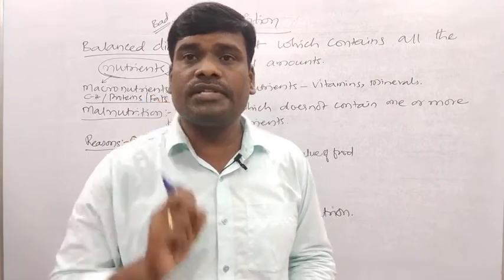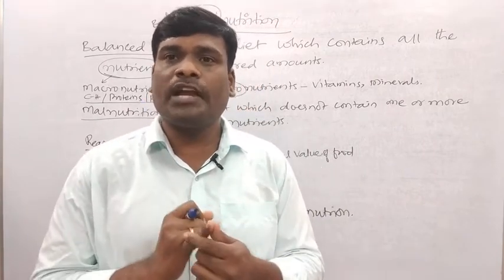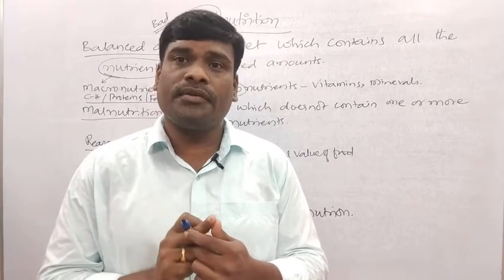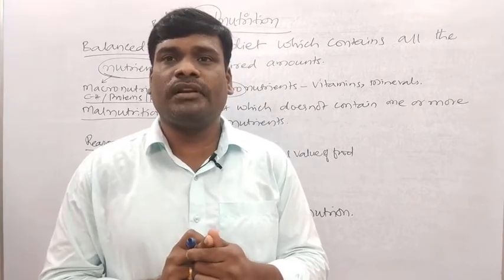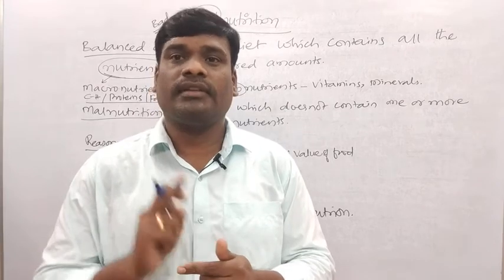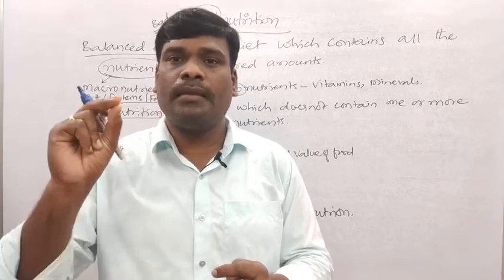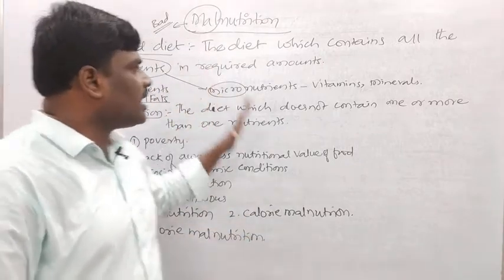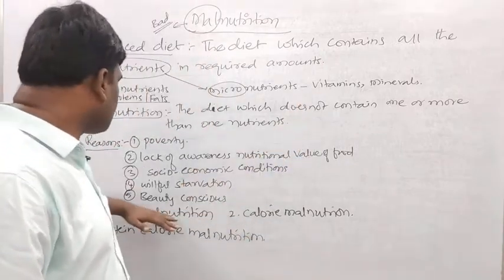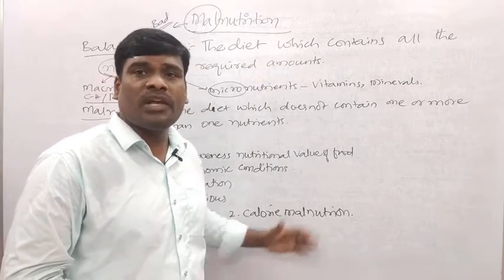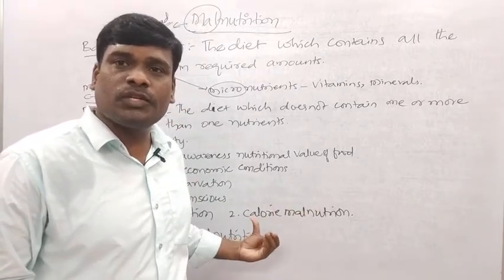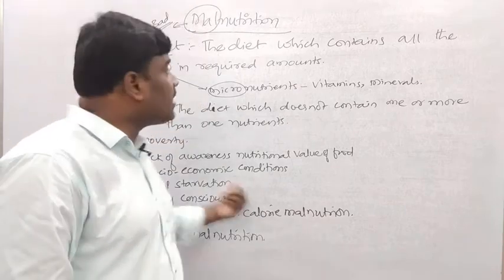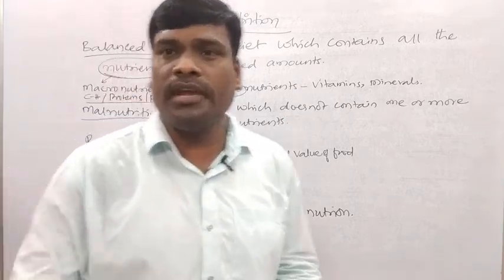What is the first one? The first one is protein malnutrition, and the second one is what? Calorie malnutrition, and the third one is what, children? Come on. Yes, that is protein calorie malnutrition, children. Okay, so let me rub the board, and then we will discuss what this protein malnutrition is, what diseases come under this one, and calorie malnutrition, and even protein calorie malnutrition also.